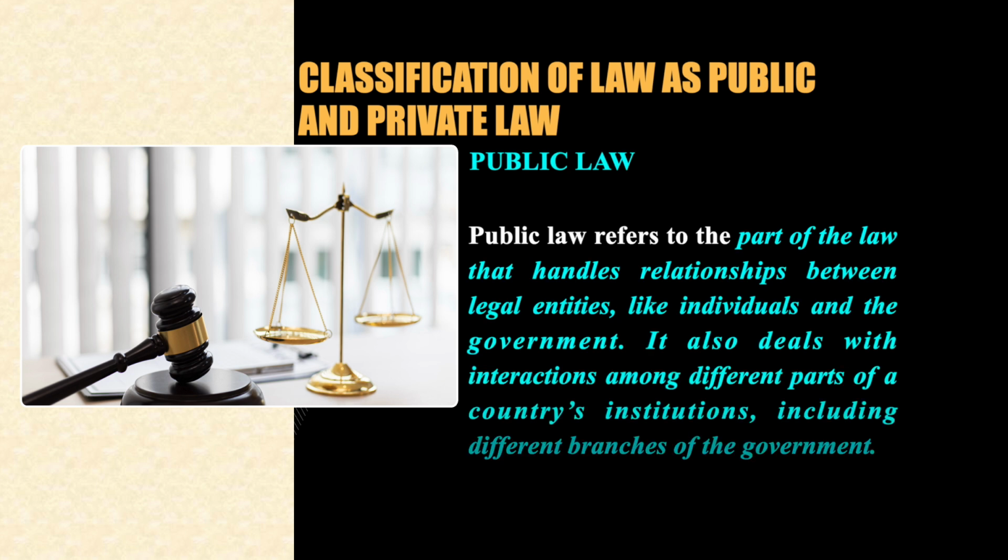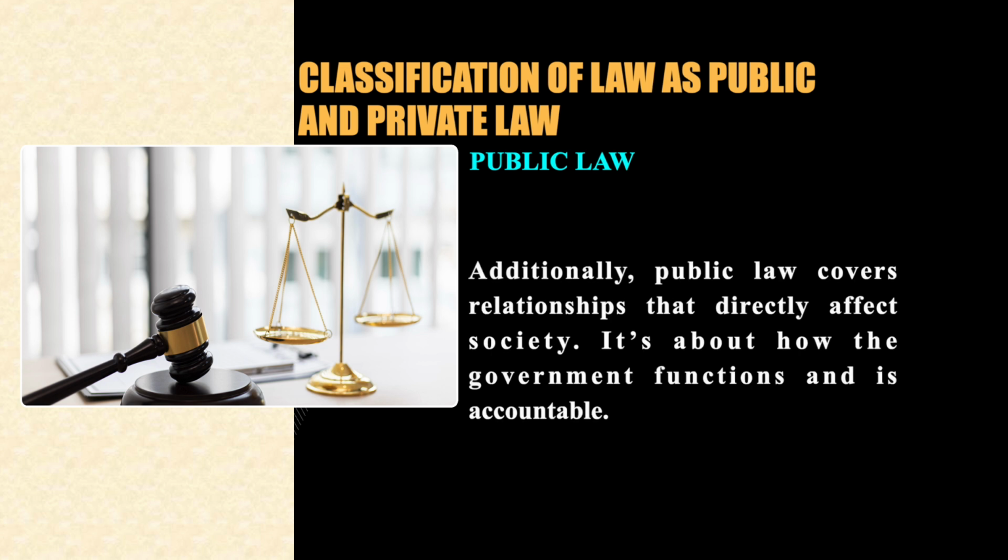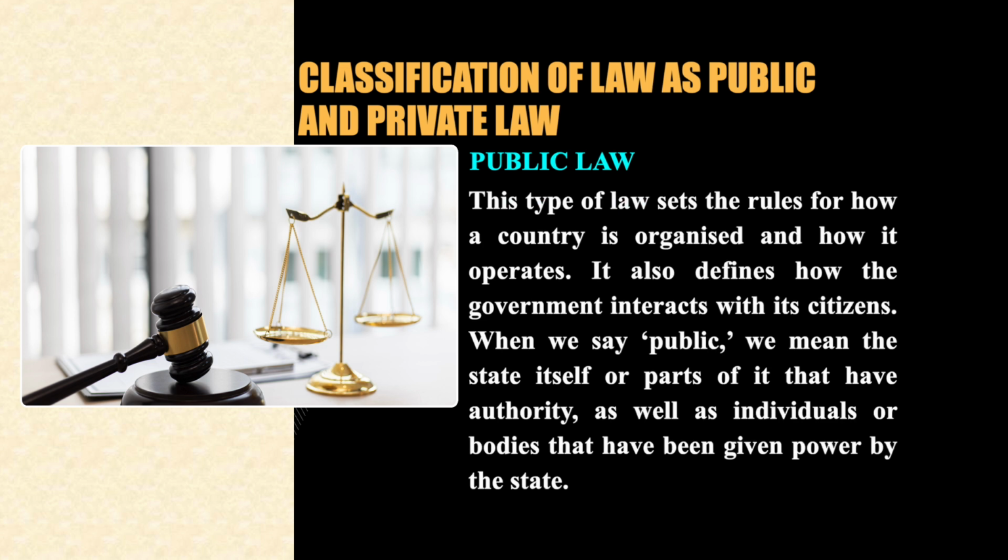Public law. Public law refers to the part of the law that handles relationships between legal entities like individuals and the government. It also deals with the interactions among the different parts of the country's institutions, including different branches of the government. Additionally, public law covers relationships that directly affect society. It is about how the government functions and is accountable. This type of law sets the rules for how a country is organized and how it operates. It also defines how the government interacts with its citizens.